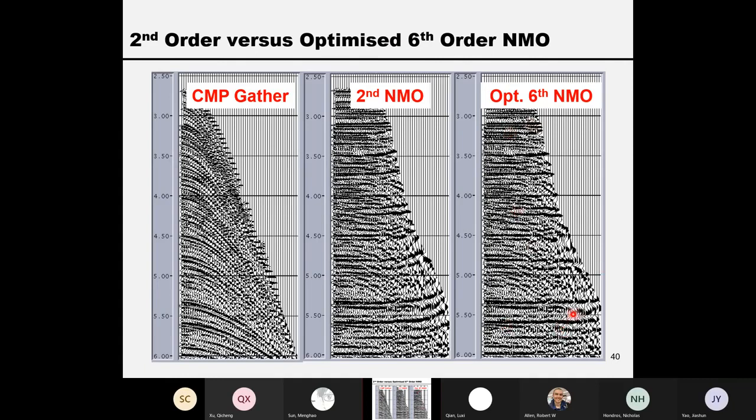So that means even if you use a sixth order, you may not have such an excellent flattened reflection, right? If that reflection comes in flat, when you stack them you have no time shift, right? You enhance the signal. That's straightforward.